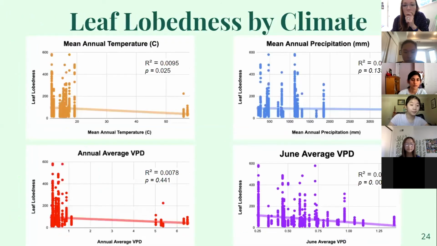Here we tested leaf lobedness with the different climate variables. For the mean annual temperature and the June average VPD, we find that they both have a weak and negative correlation with the leaf lobedness. And for the annual precipitation and the annual average VPD, we find that they both have no correlation with the leaf lobedness.